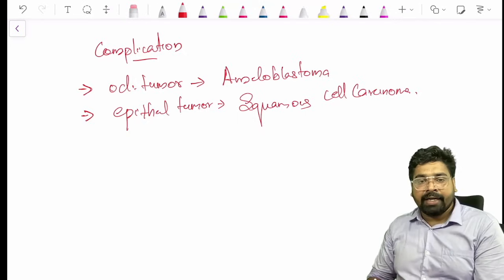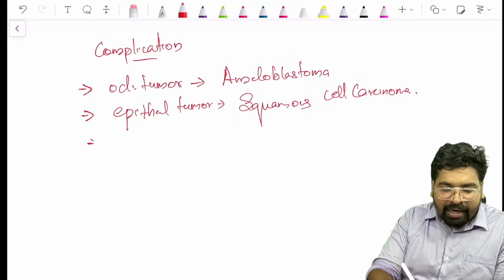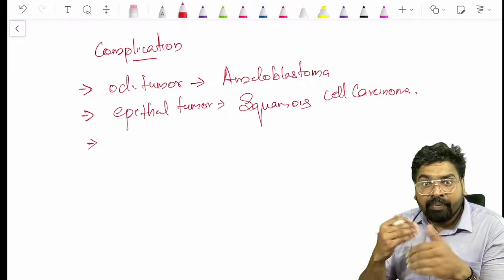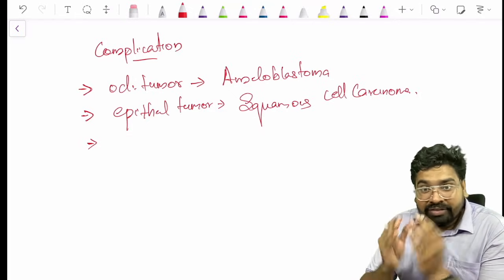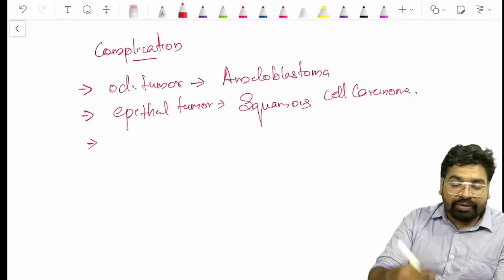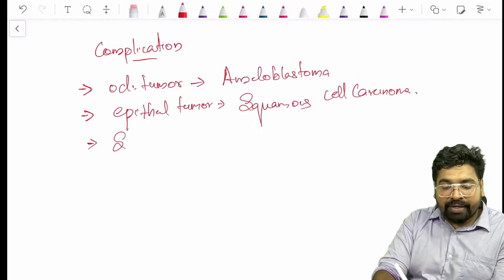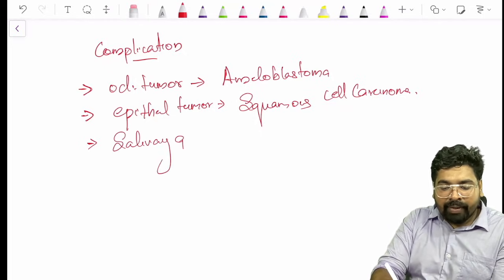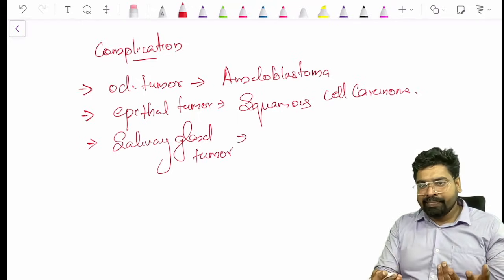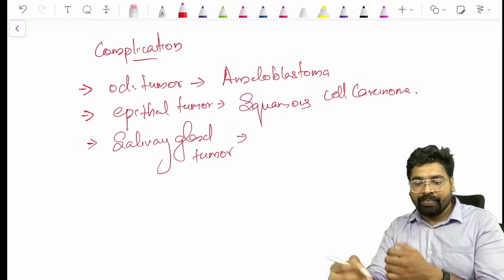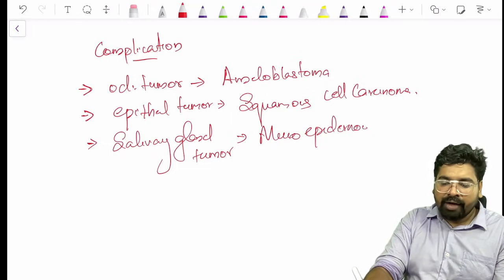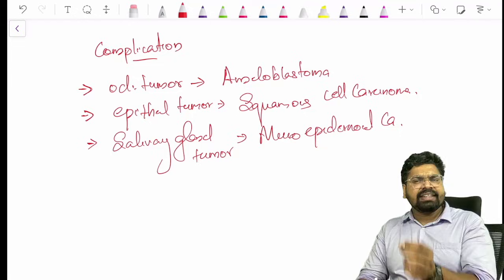Very, very deadly. Now you know at some places in that lining we had mucous metaplasia, right? So these mucous cells may give rise to a tumor which is glandular in origin. So that mucous metaplasia can give rise to a salivary gland tumor. So what is the salivary gland tumor which arises from the mucous cells? Mucoepidermoid carcinoma. See how dangerous a simple dentigerous cyst is.